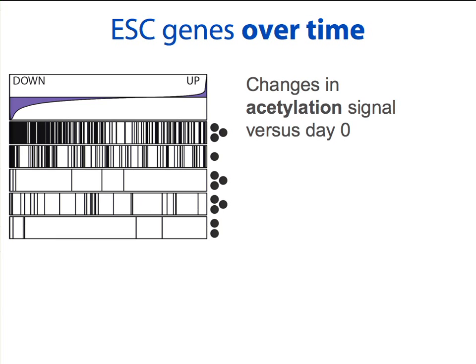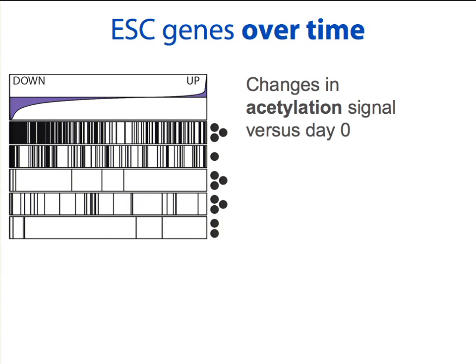So the interpretation of the last plot on this plot is that while the key stem cell genes were very widely open in the beginning, as soon as the cells started to differentiate, they are rapidly closing down. These plots compare the stem cell genes to all the other genes. If they're on the left, it means they're closing down faster than all the other genes.